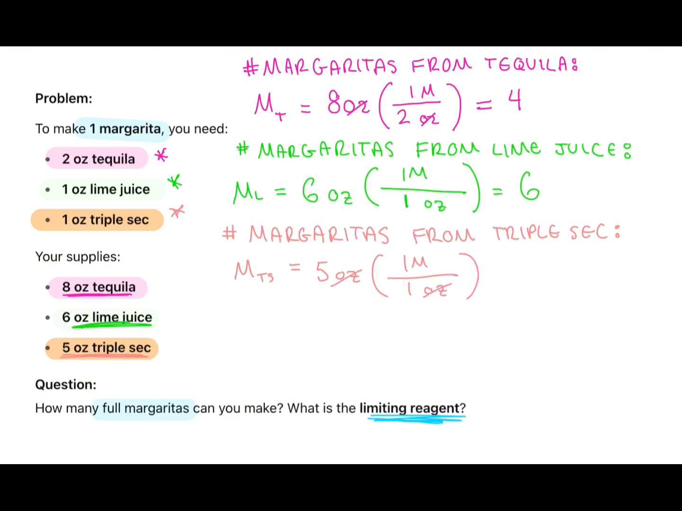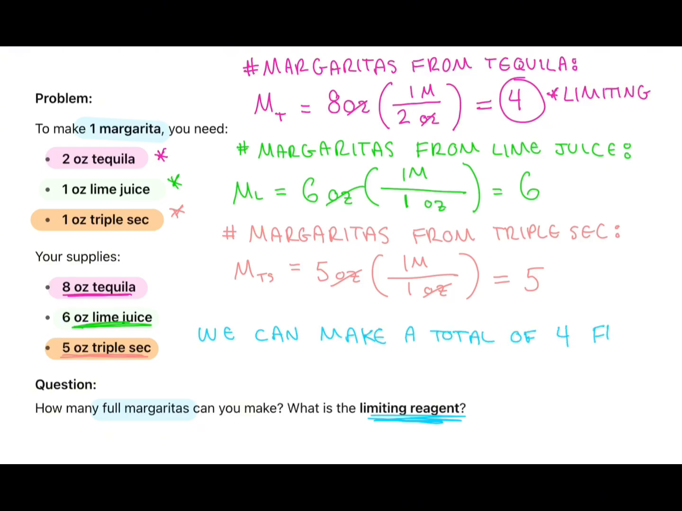Next we want to look at which ingredient produced the fewest amount of margaritas, and that will tell us our limiting reactant, which in this case is tequila because it only made 4 margaritas, which is also the total amount that can be made because we don't have any more tequila, unfortunately.